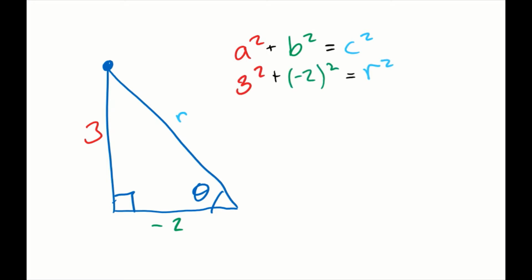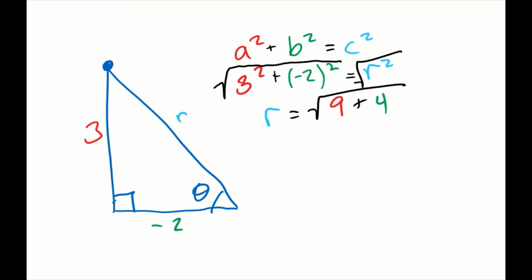So we've got 3 squared plus -2 squared equals r squared. And so we want to solve for r. So we can first evaluate these, or we can just take the square root of both sides. Let's take the square root of both sides, just so we have an equation to work with every time. Taking the square root of r squared is just going to give us r. So then we get r equals the square root of 3 squared plus -2 squared, which is 9 plus 4. And 9 plus 4 is 13, so r equals the square root of 13.